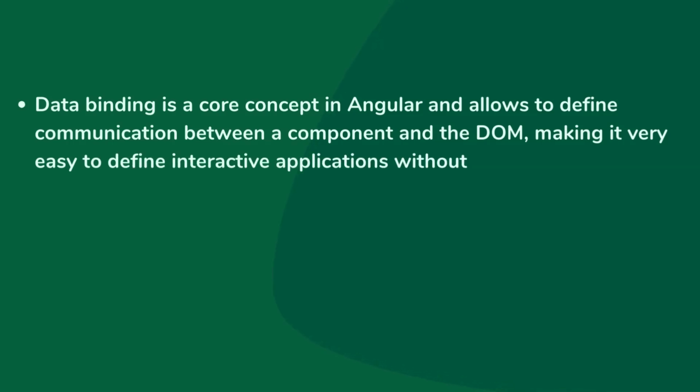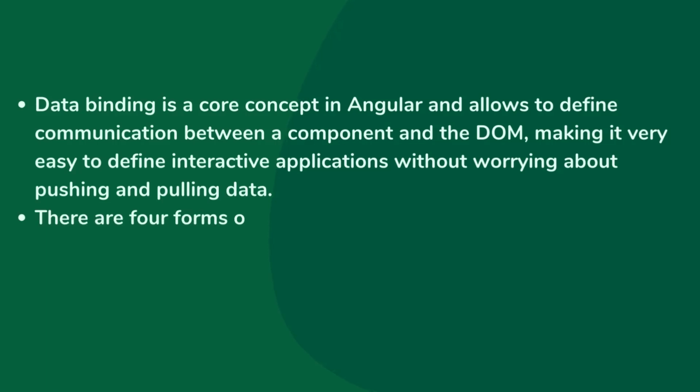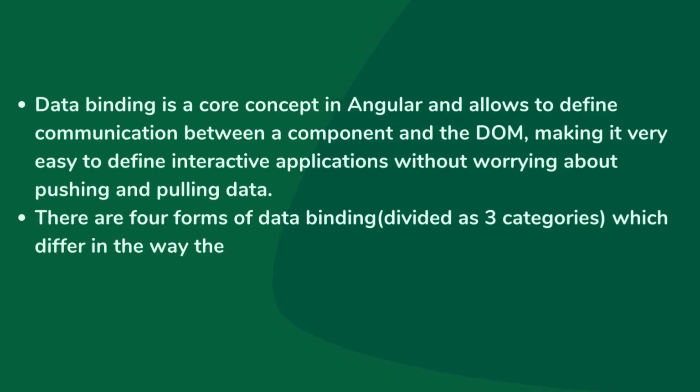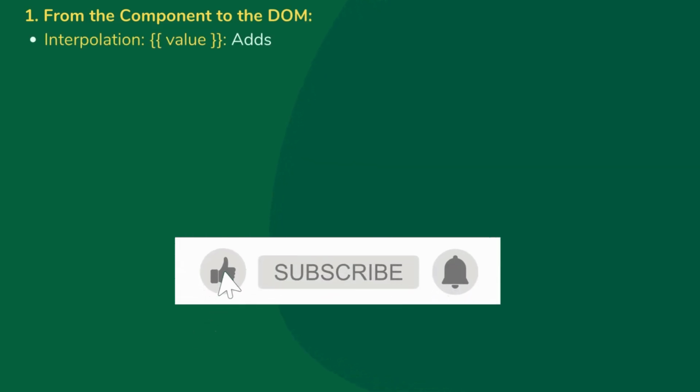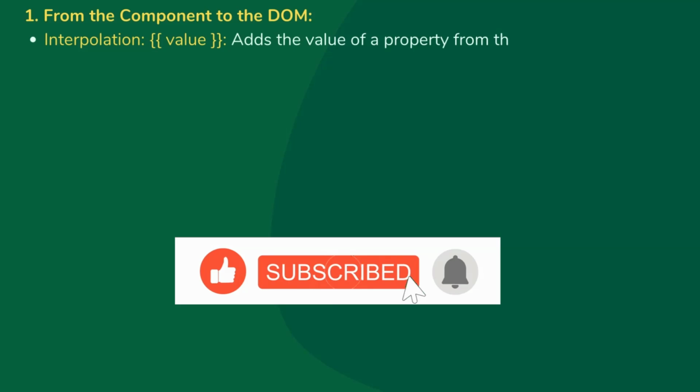There are 4 forms of data binding, divided into 3 categories, which differ in the way the data is flowing. From the component to the document object model: interpolation, as value with double curly braces, adds the value of a property from the component.